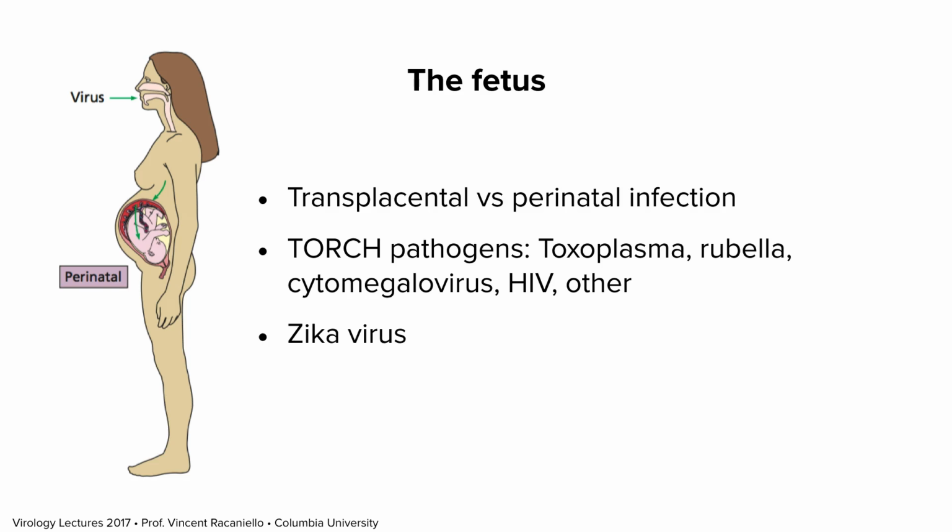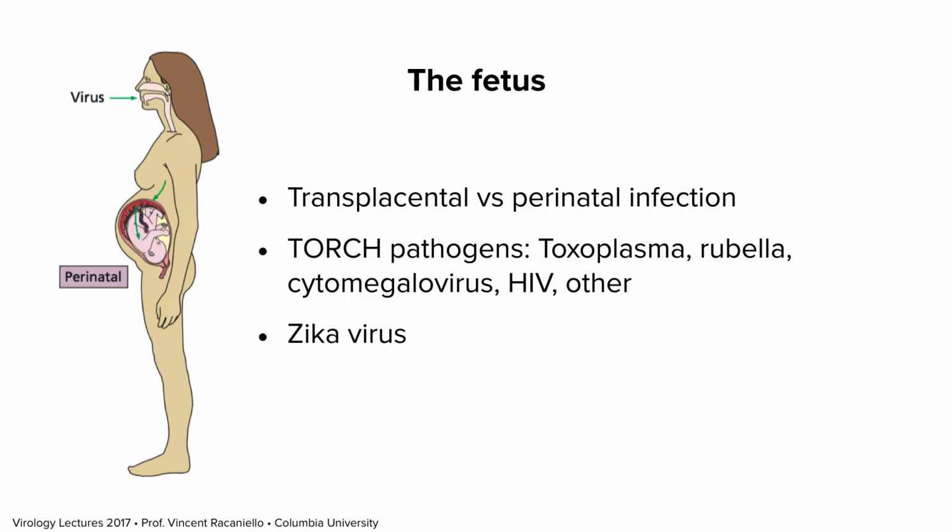That's transplacental infection, when there's a baby developing in utero and the mother gets infected and the virus crosses the placenta and infects the fetus. We call that transplacental infection. That's in contrast to perinatal, where the baby acquires infection when it's born from all the blood that's present during childbirth. HIV is very commonly acquired during birth, not transplacentally.